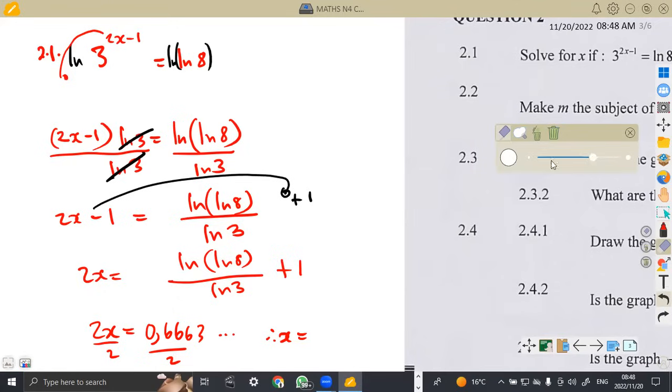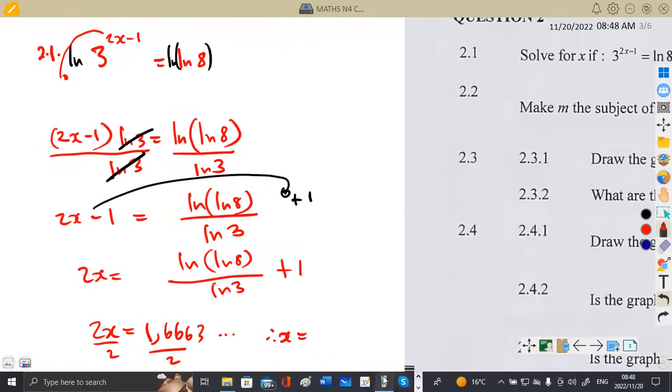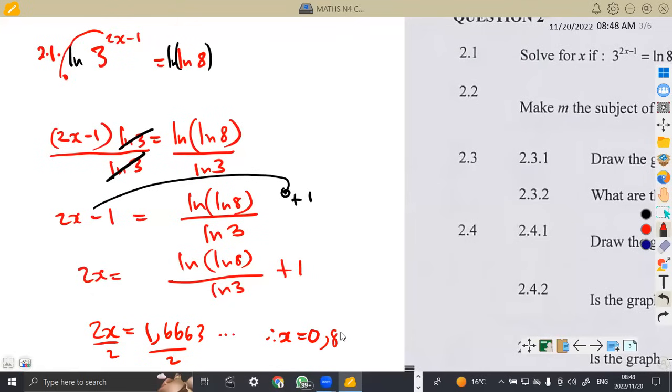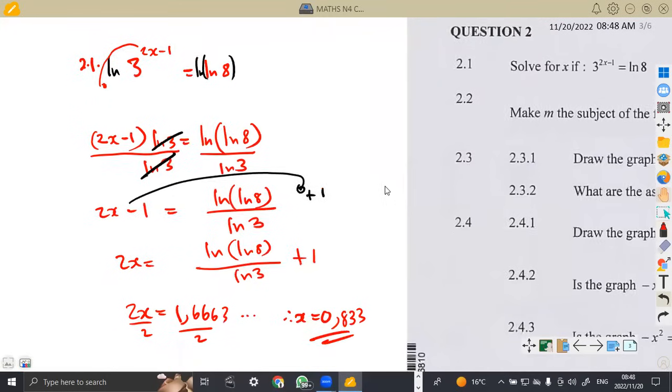Okay, let me do this. Here it's 1 comma, here not 0. I hope someone saw that part. So whatever you get from this 1 comma, we divide by 2, which is 0.8331, something like that. So that was the value of x from the equation that we were asked to solve.